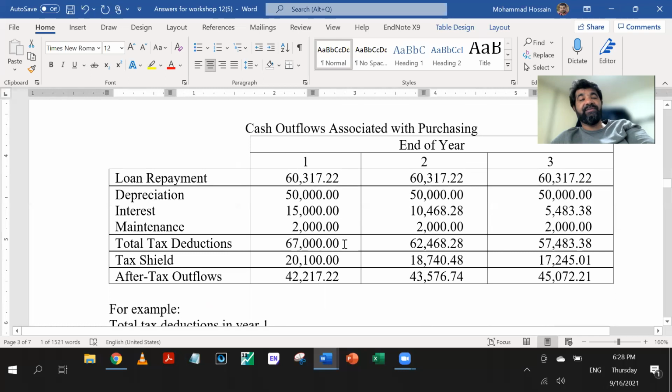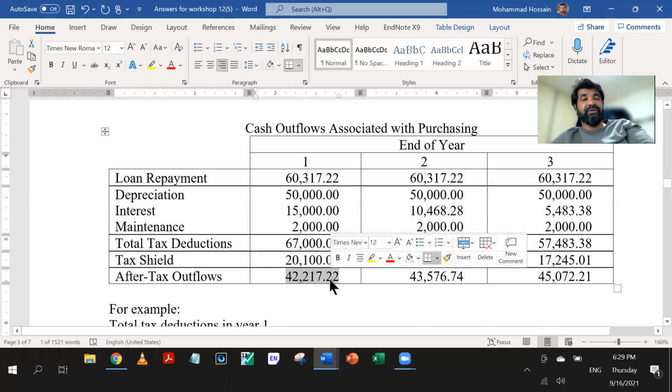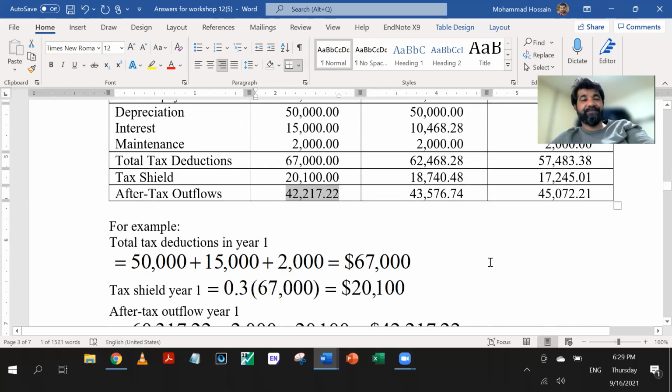Total tax deduction will be 37,000. Now, how much will you get from the tax shield? 30% of this. And after-tax outflows will be 42,000. We calculate all the same things for 3 consecutive years.